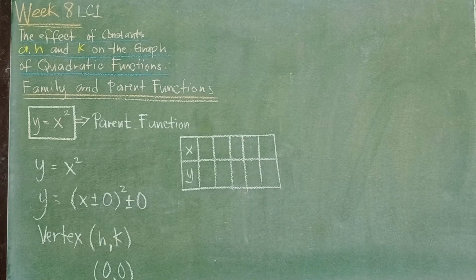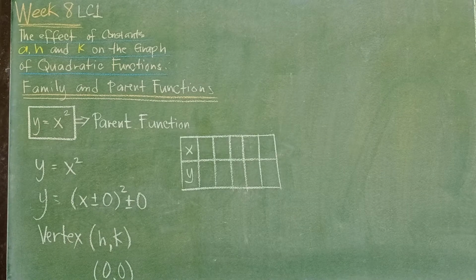Now, since na-identify na natin yung vertex para dun sa y is equal to x squared, which is a quadratic function, gagawin na natin yung ginagawa natin before, wherein I suggested na yung vertex ilagay natin dun sa gitna ng table natin. So, meron tayong table with 6 columns. Yung first column, doon natin ilalagay yung x and y. So yung mga x, yun yung mga domain. Yung y sa ilalim, yun yung mga range.